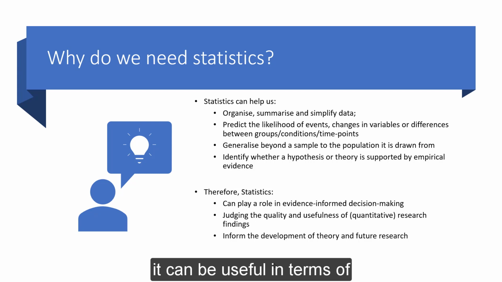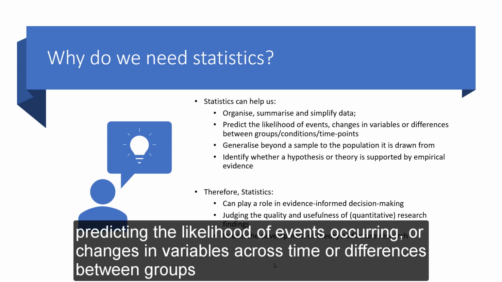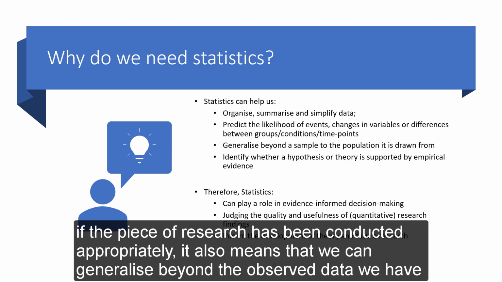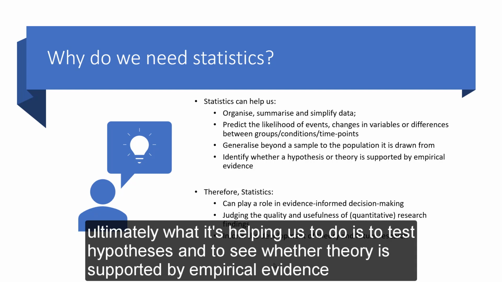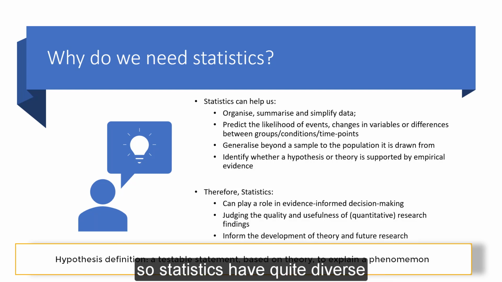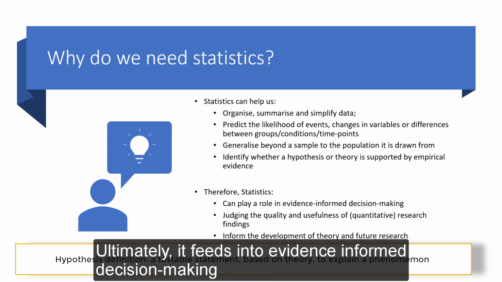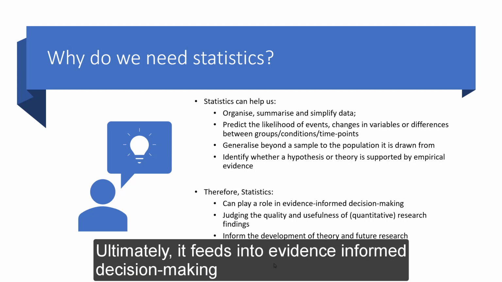It can be useful in terms of predicting the likelihood of events occurring or changes in variables across time or differences between groups. If a piece of research has been conducted appropriately, it also means that we can generalise beyond the observed data that we have from a sample back to the population that sample was drawn from. Ultimately, what it's helping us to do is to test out different hypotheses to see whether theory is supported by empirical evidence. So statistics have quite diverse uses. Ultimately, it feeds into evidence-informed decision-making.